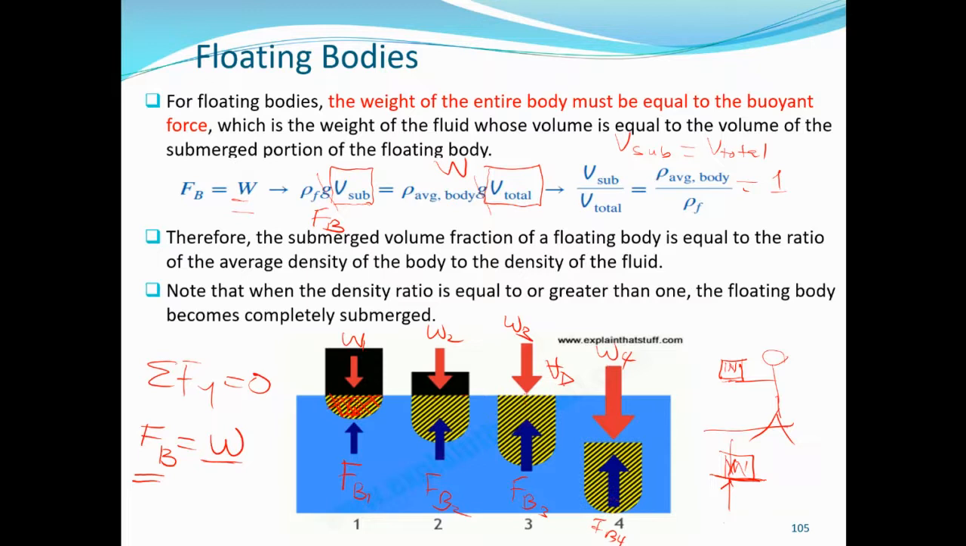The displaced fluid here, VD3, is the same as the displaced fluid here, VD4. The upthrust is equal to the displaced volume of the fluid. While in this case, the displaced volume is less than the displaced volume here. But once it is immersed, the displaced volume does not increase irrespective of the depth to which the body is immersed in the fluid.